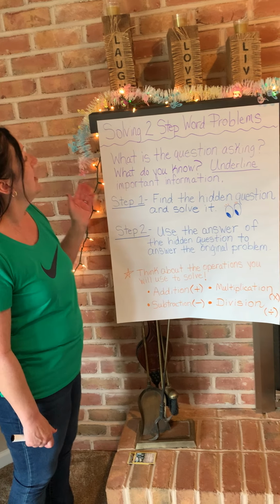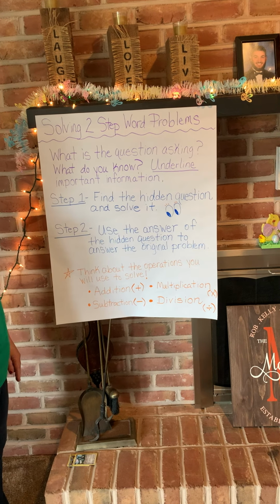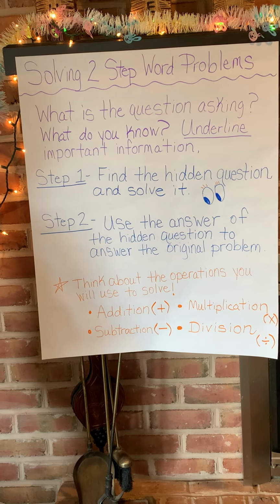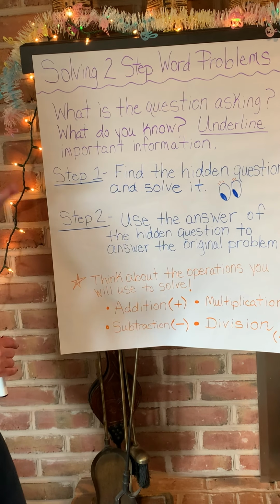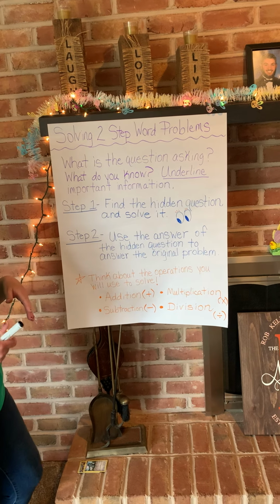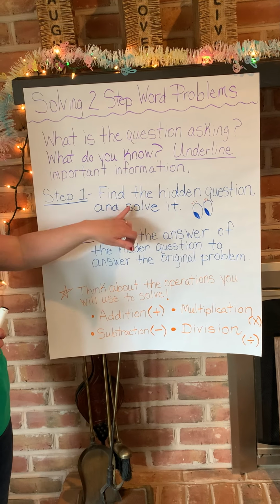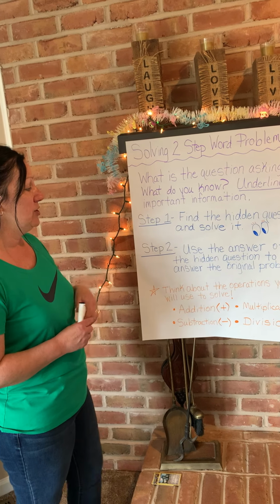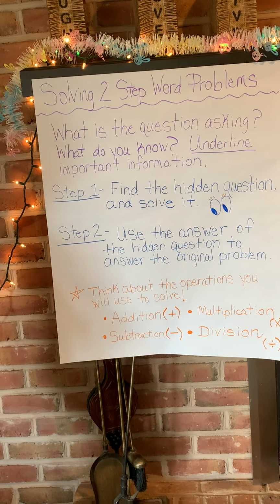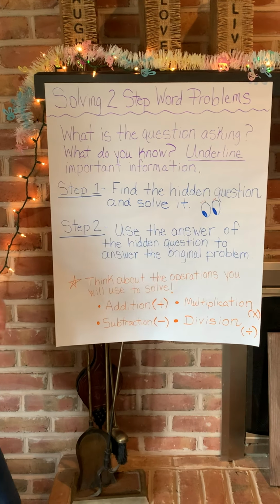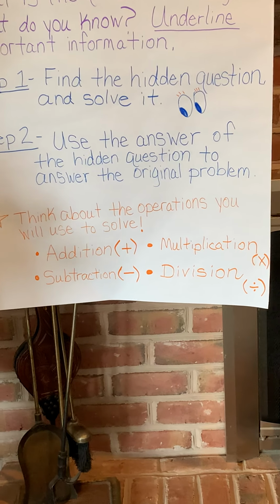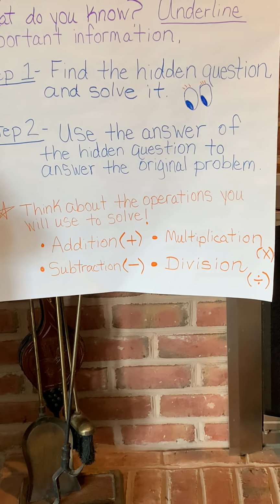as well. So for any kind of two-step word problem you have, you need to read the question to know what is the question asking. What do you already know from the problem? Underline the information that's important. We do that all the time. Step 1, you need to find that hidden question and solve it. Then for step 2, you're going to use the answer from step 1, the answer to the hidden question, in order to answer the original problem. You're going to think about the operations you will use to solve: addition, subtraction, multiplication, and division.